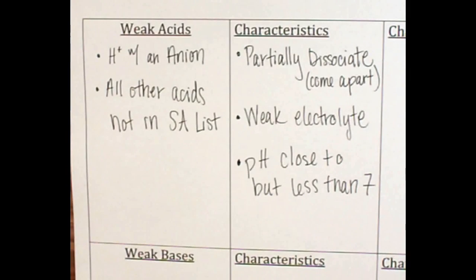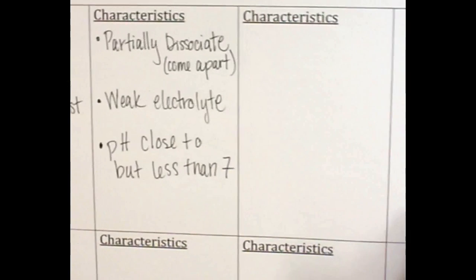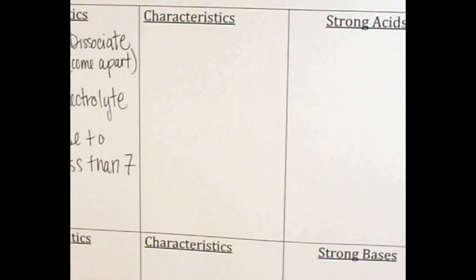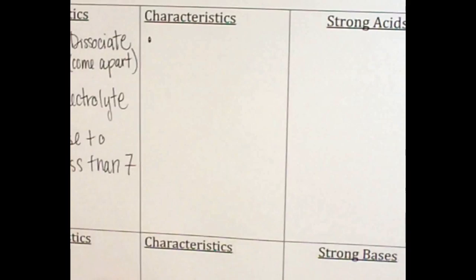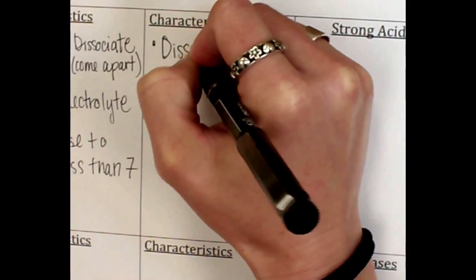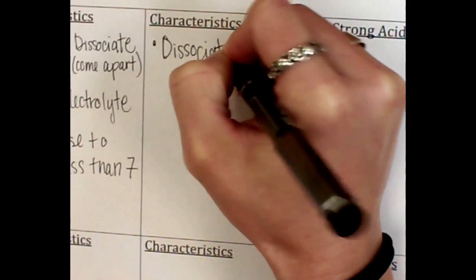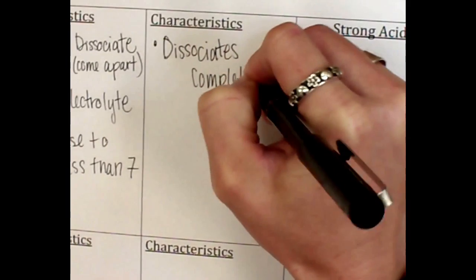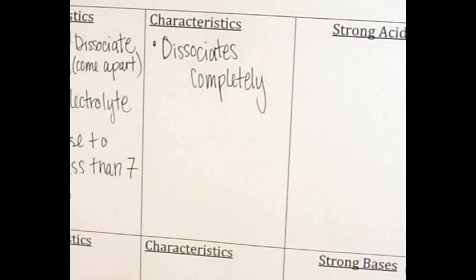Now we're going to work our way across, and we are going to put in the characteristics for our strong acid. Our first one is, if a weak acid only partially dissociates, what do you think a strong acid is going to do? It's going to completely dissociate. So that means everything is going to dissociate, not just some of them. Everything will completely break apart.